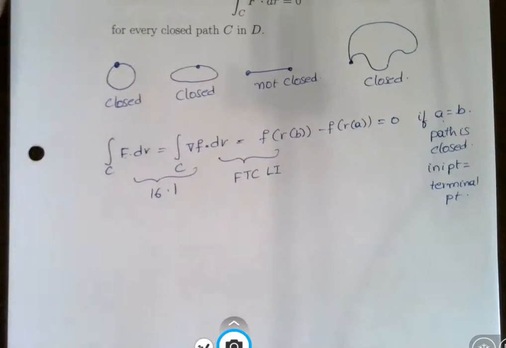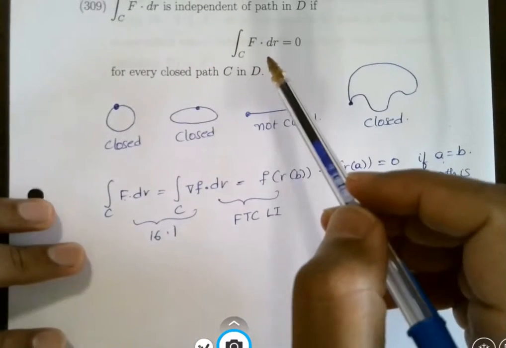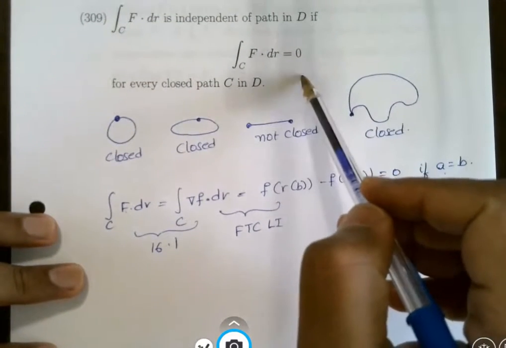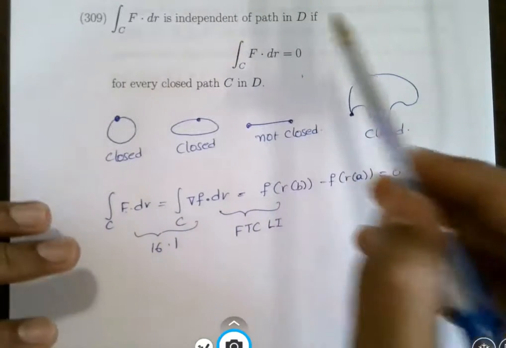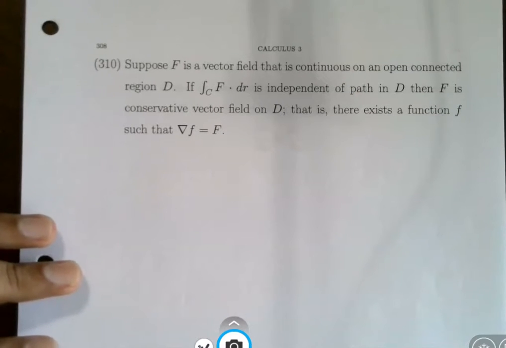So that's what we are using right now. Okay, so if the line integral over a closed path is 0, then you can say that the line integral is independent of the path. Then let's see what the next slide is. Suppose F is a vector field and is continuous on an open connected region D. If the integral over C is independent of path, then F is a conservative field and there exists a potential function f. So that's what we are saying, right?